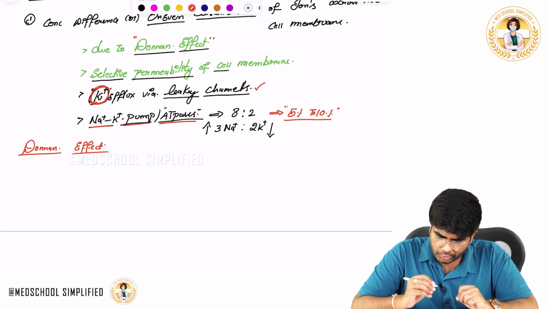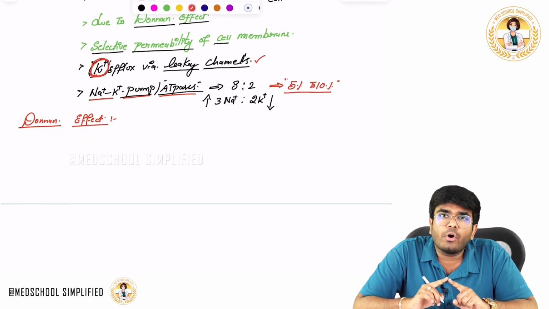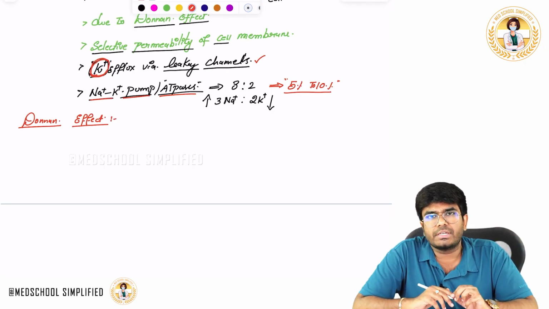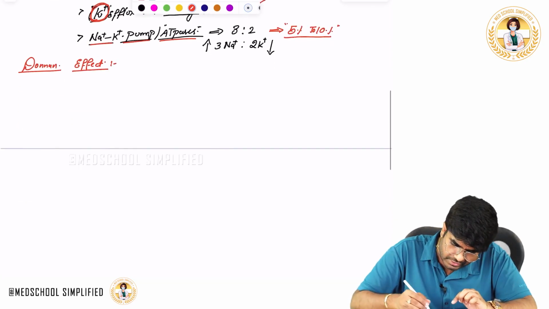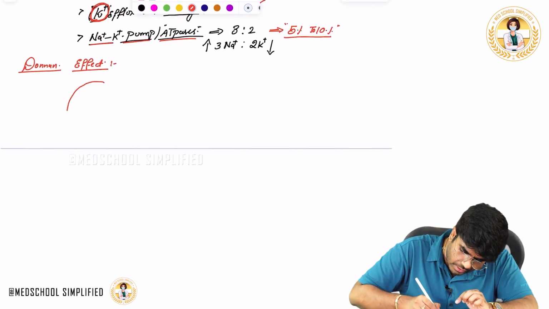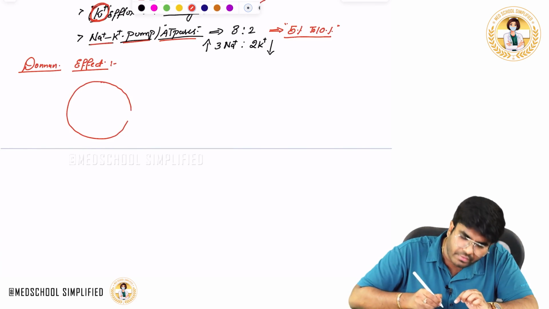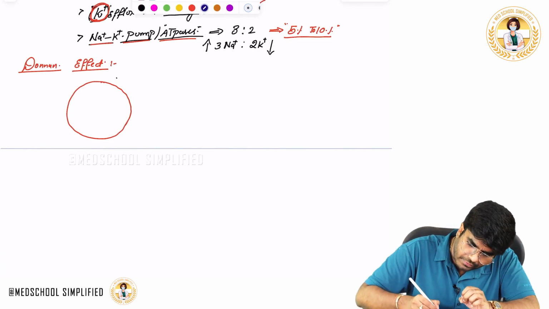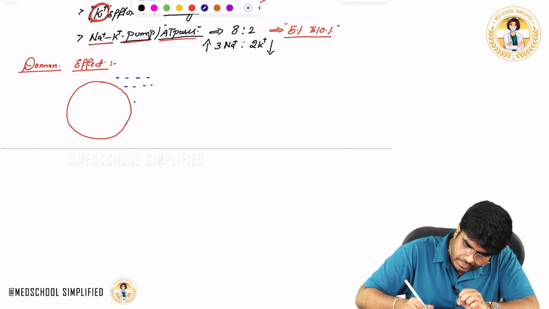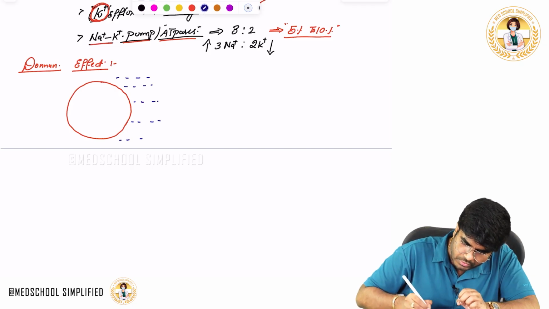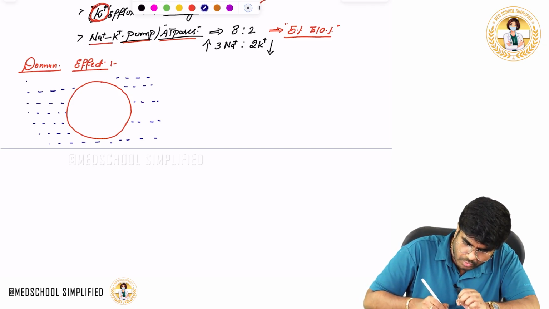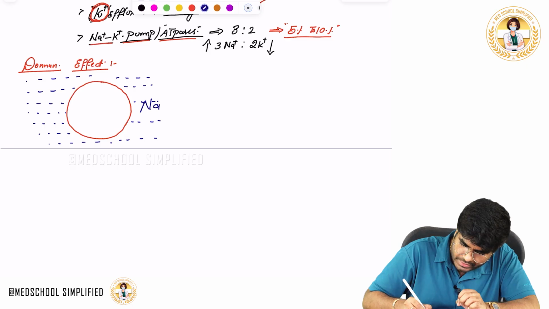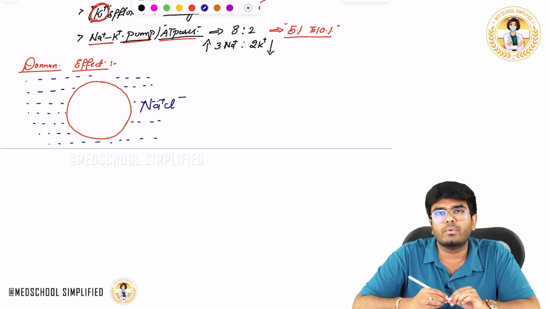I want you to know, when life originated, in the beginning, for example, here is a unicellular organism. For example, this is one cell. Where did life originate? Life originated in the sea. So in the sea, which ions are more? There is more sodium chloride. Sea means salt.